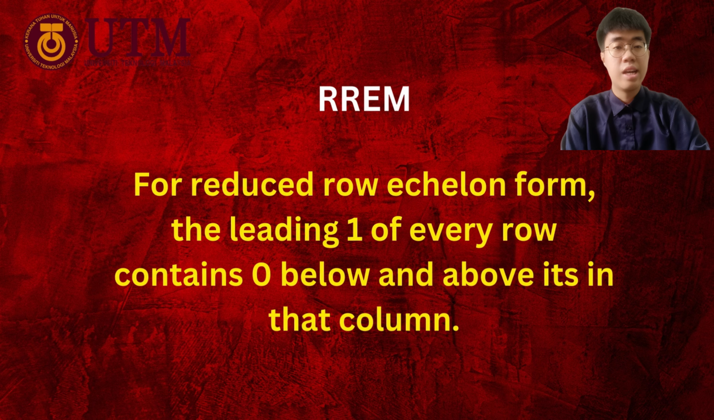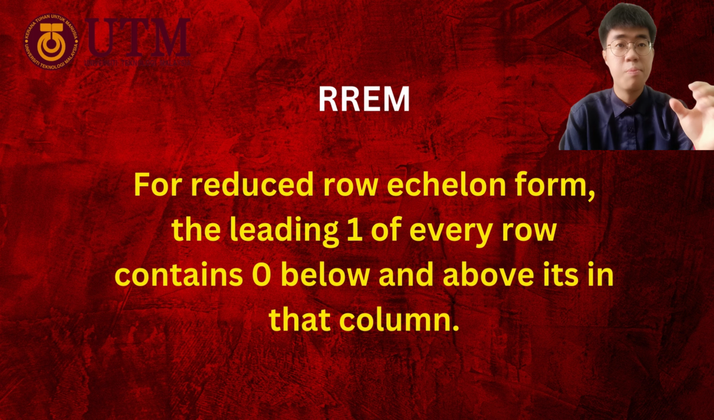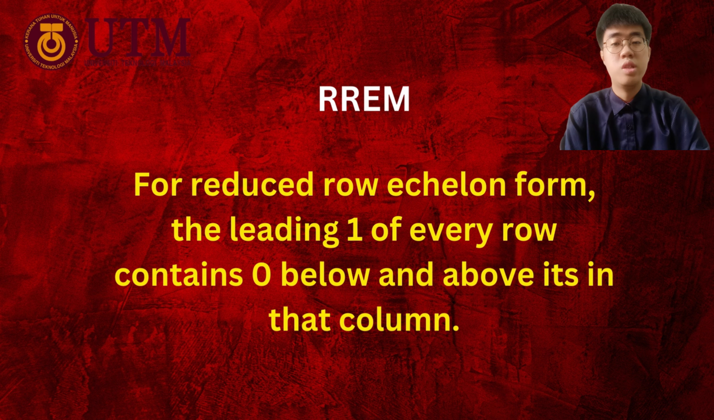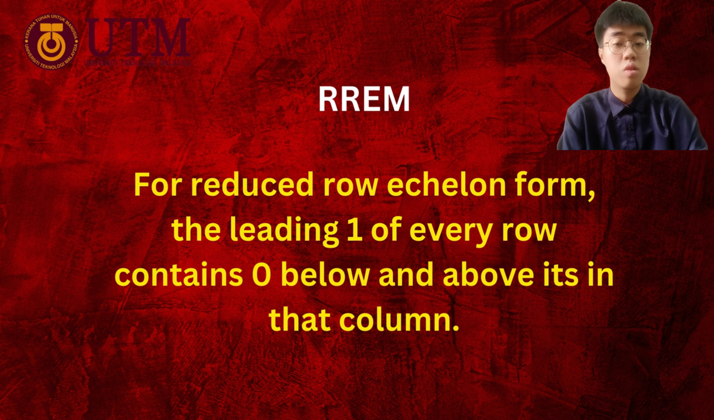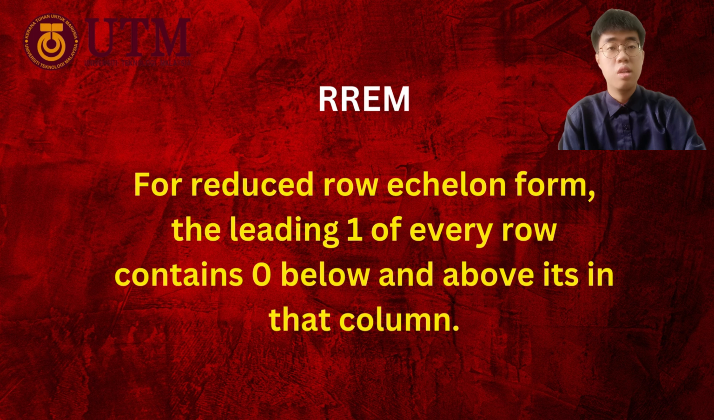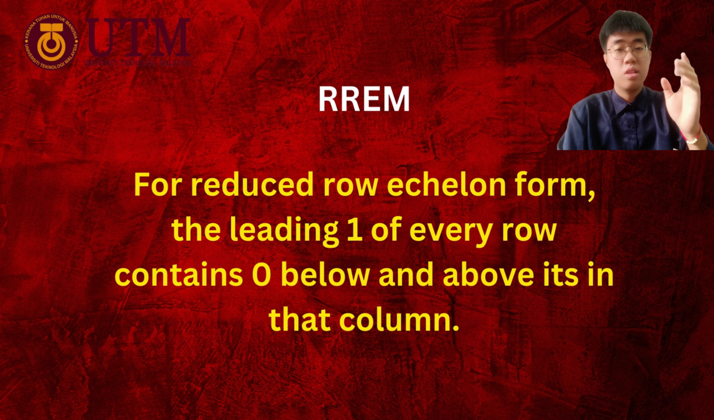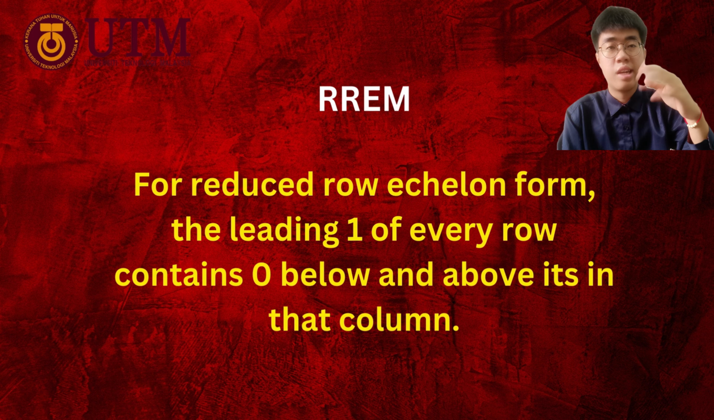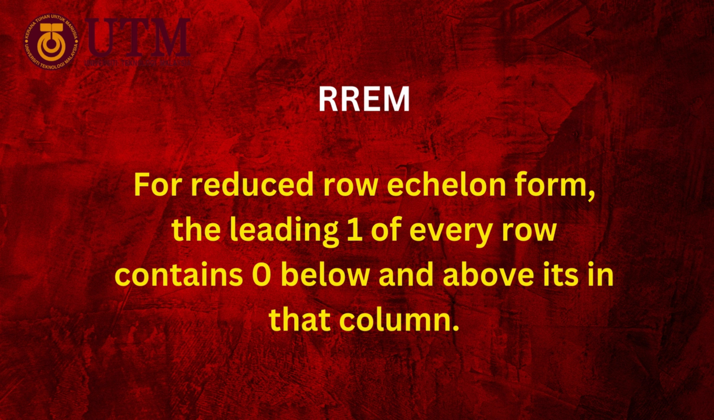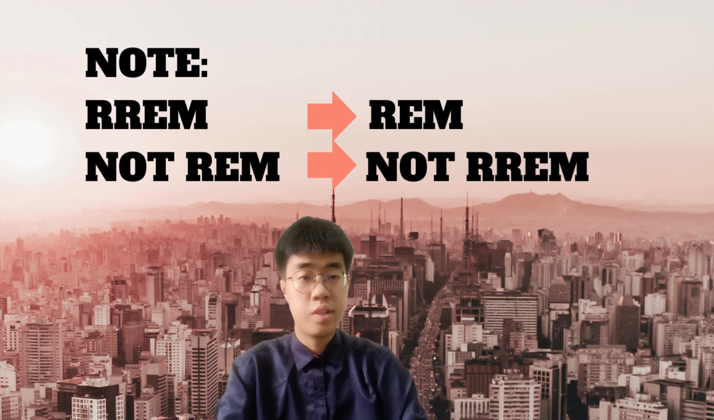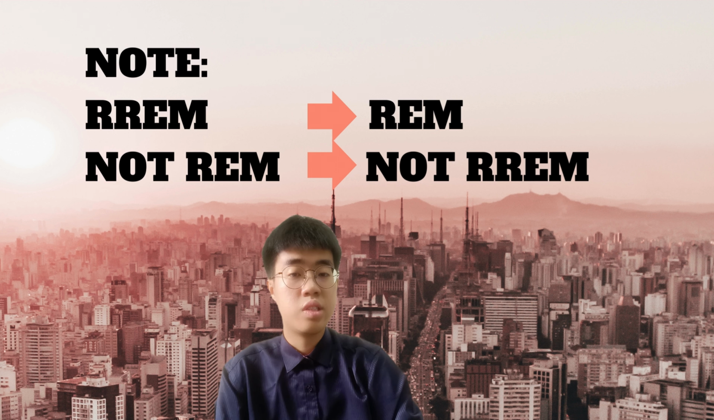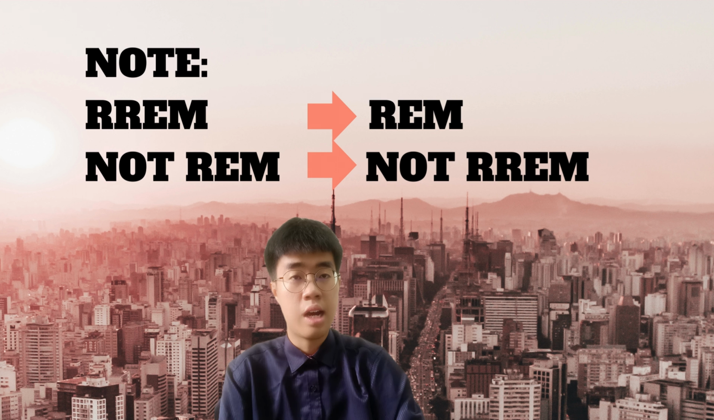On the other side, RREM has the same properties as the REM before, but with one additional property: for a reduced row echelon matrix, the leading one of every row has 0 above and below it in that column. Which means that in the column of the matrix, besides the leading one, everything else is 0. Please note that if a matrix is RREM, the matrix is REM, but if the matrix is not REM, the matrix is not RREM.